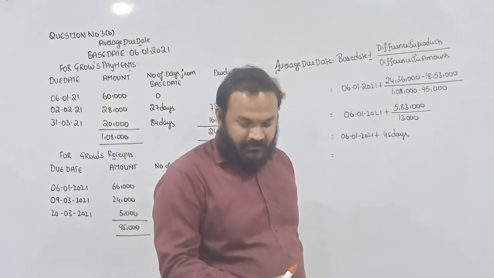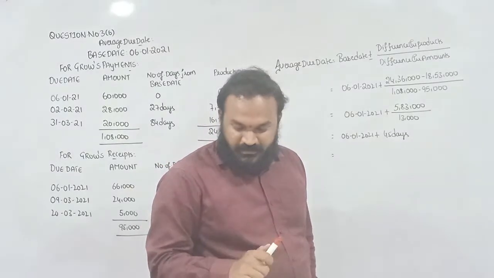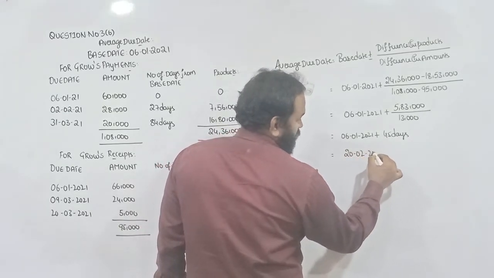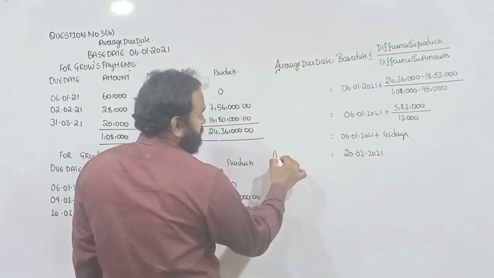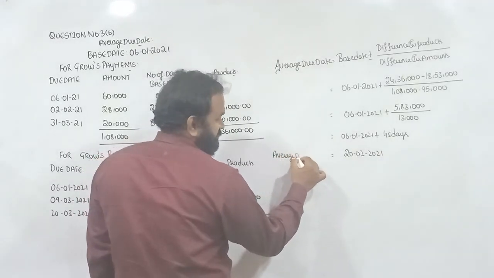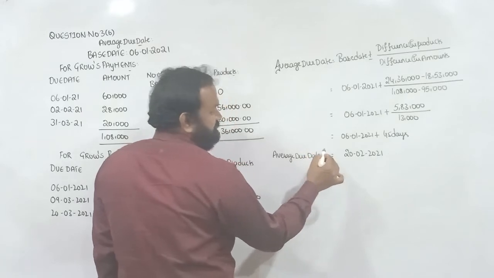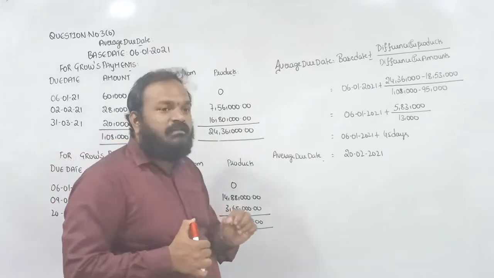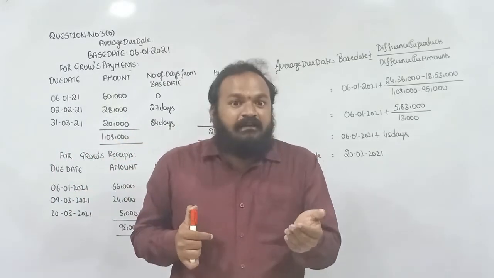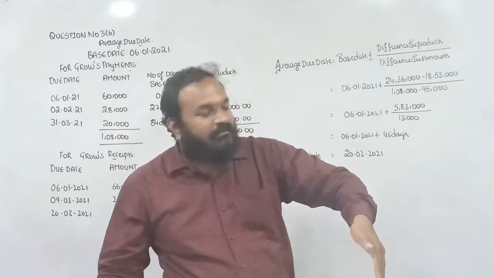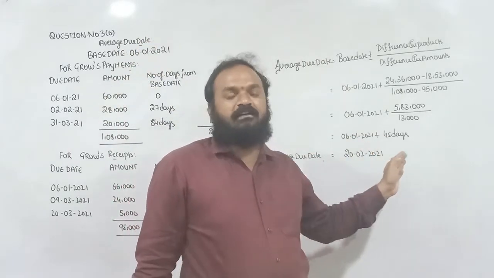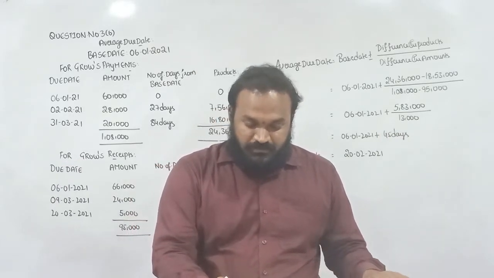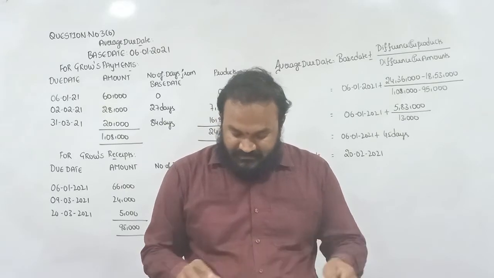So 45 minus 25 days in the month of January, so 20th February 2021 is the average due date. It means Green will have obligation to make payment of 13,000. That payment has to be made by Grow to Green on 20th February 2021. So this is the suggested answer for question number 3B, boys and girls.